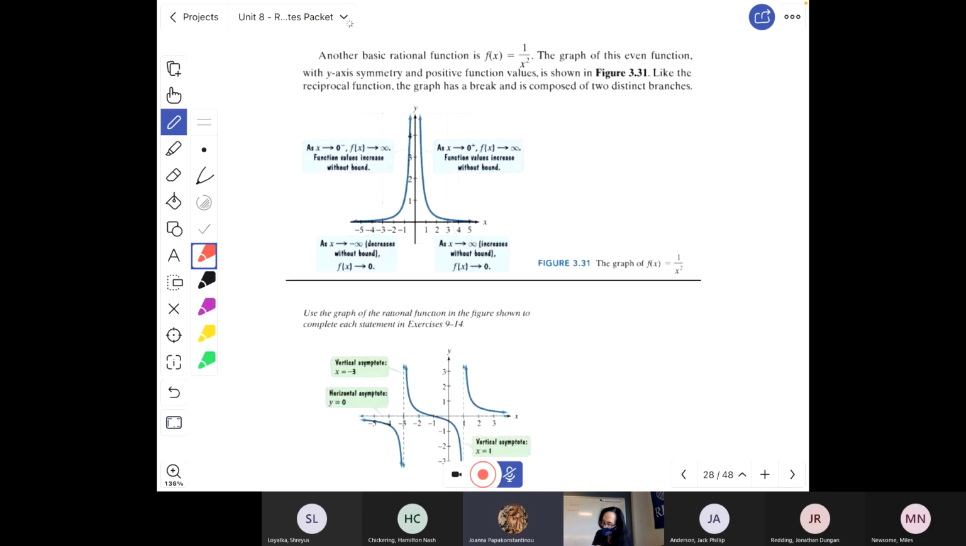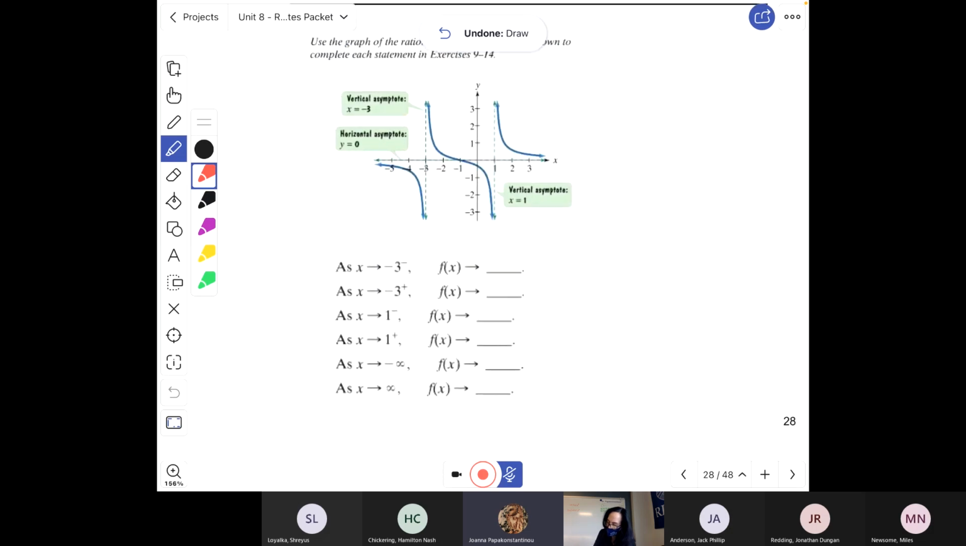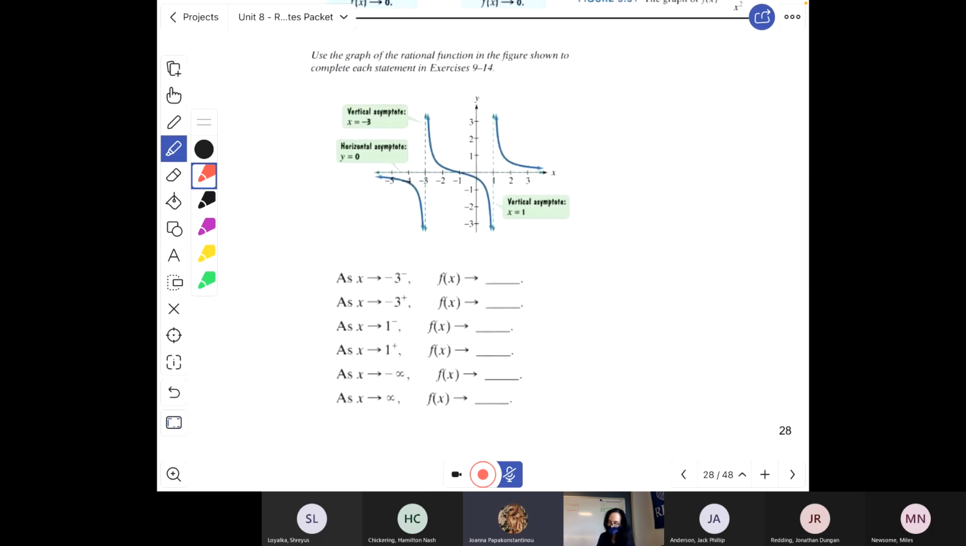Okay, so this just reiterates it again. Just gives you another example. What I would like you to do is use this diagram here and complete this. Complete these right now. And let's talk about them, if there's any questions.